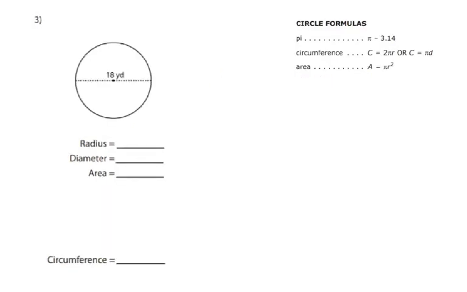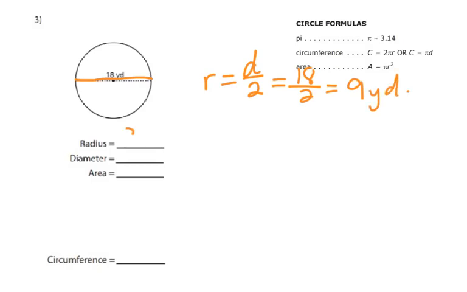Okay, so for this next one, to identify the radius, our radius is equal to half of our diameter. So diameter divided by 2. So you can see here that they gave us the whole diameter. So we have to divide that by 2 to get 9. So our radius is 9 yards. Our diameter is 18 yards. That's what they gave us.